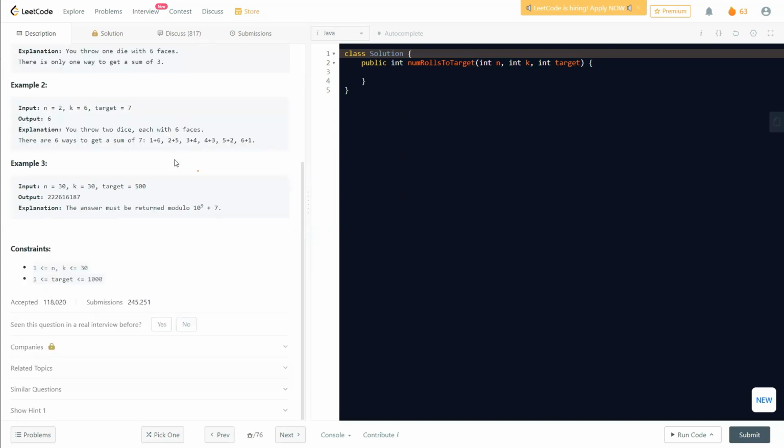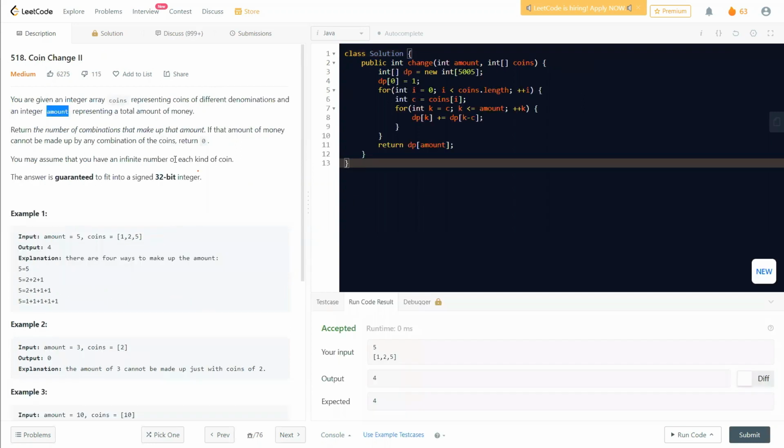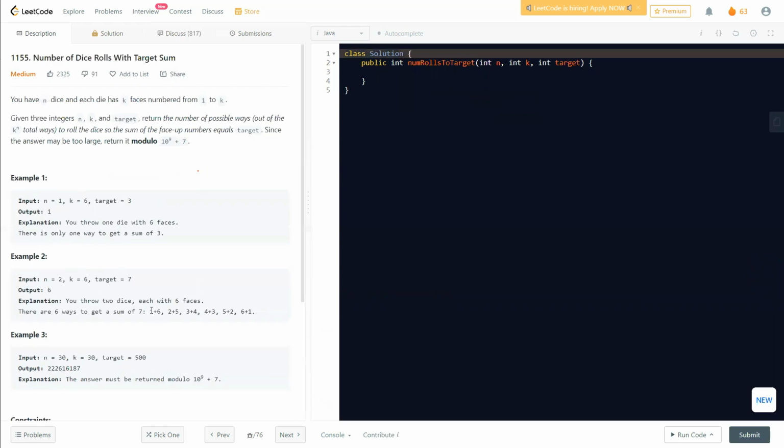Similarly, if you try to correlate it with over here, you will find that the number of coins is the array given to us, so we can find its length. That's the number of dice given to us. In a similar way, the value of the coins, that is the face of our dice, is somewhat equal to the amount, the sum total. But there's a difference, and the difference is in the combination. This is the combination that we need to do.